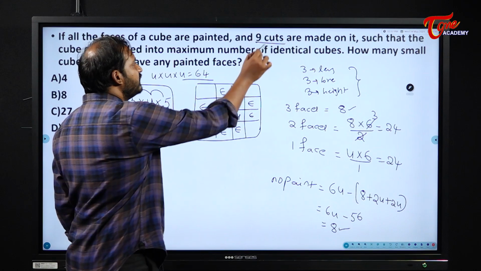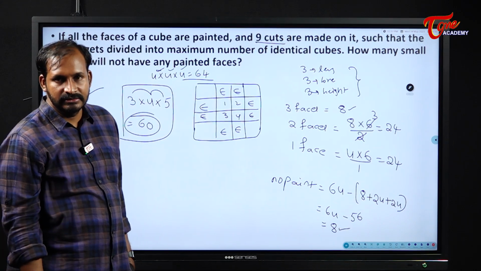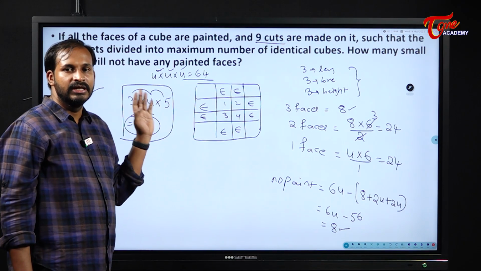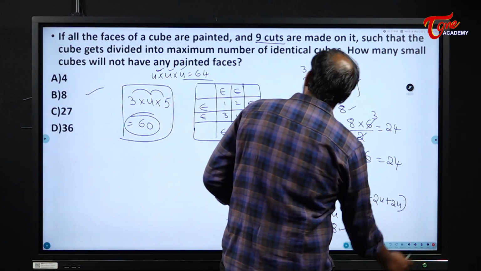Okay, actually we made 3, 3, 3 cuts, but I have written 4, 4, 4. Why? Because plus 1, plus 1, plus 1. Similarly here also 2, 3 and 4, but I have written as 3, 4, 5. The reason is plus 1, plus 1, plus 1. Right? Like this. Next one.